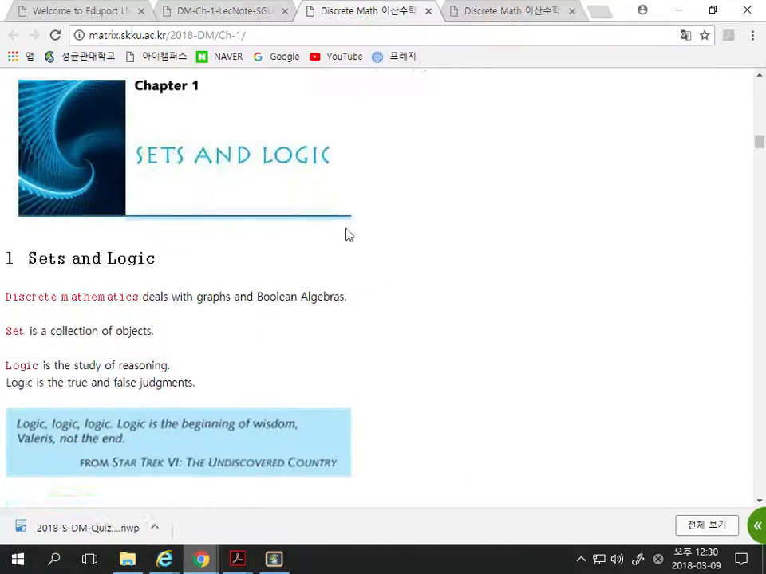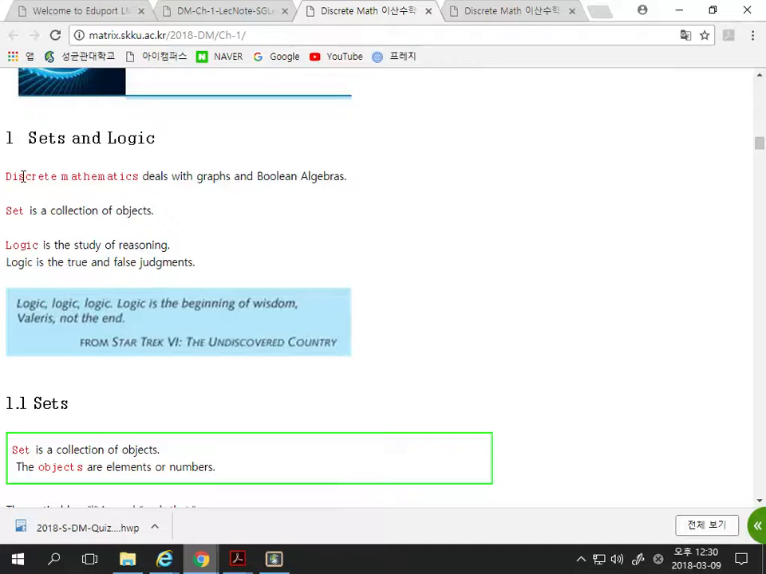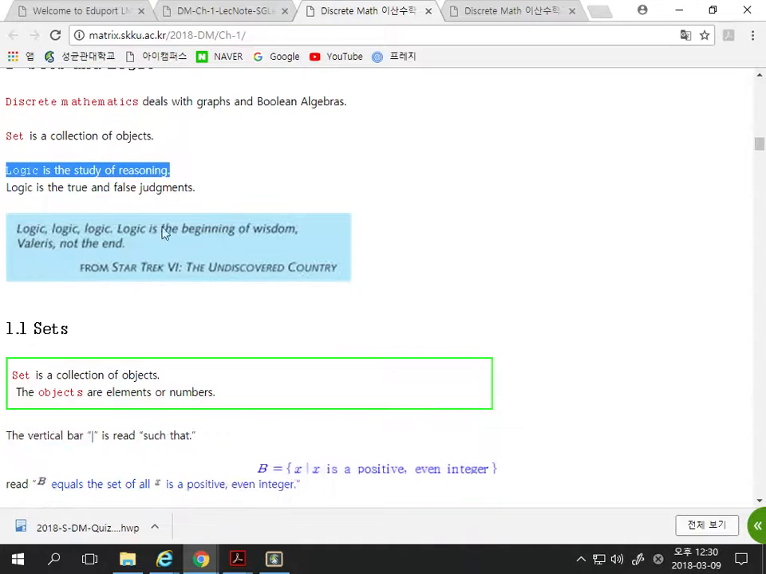Okay. Sets and logic. A set is a collection of objects, and logic is the study of reasoning. Reasoning consists of verbal reasoning and non-verbal reasoning. Mathematical reasoning is part of non-verbal reasoning, which is critical in the study of computer science.